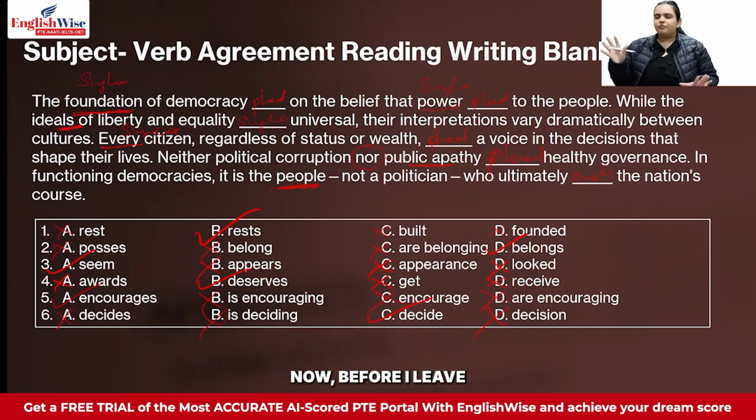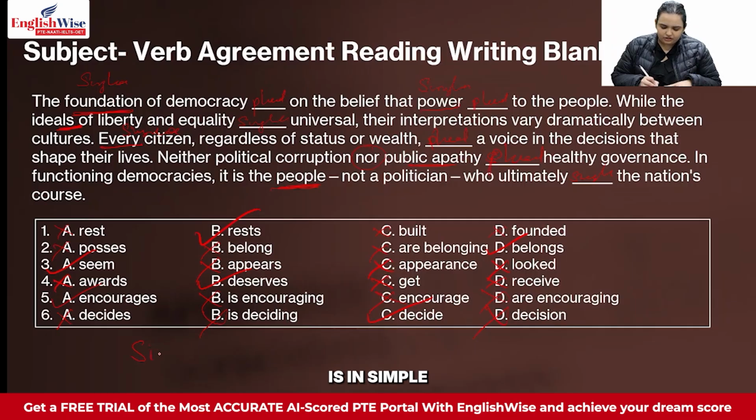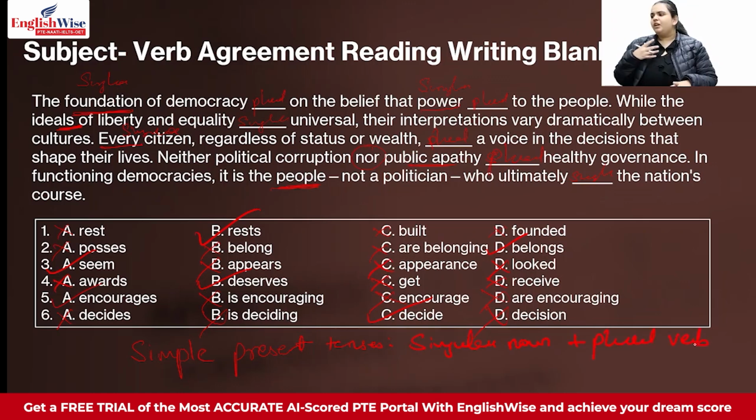Now before I leave this topic, I'm going to clarify one biggest confusion that you guys have. When to decide singular noun plural verb and when to decide singular noun singular verb. Okay, so if your sentence is in simple present tense, that is when you will go with singular noun plus plural verb. So what do you mean by simple present tense? People decide the future of the nation. So this is simple present tense.